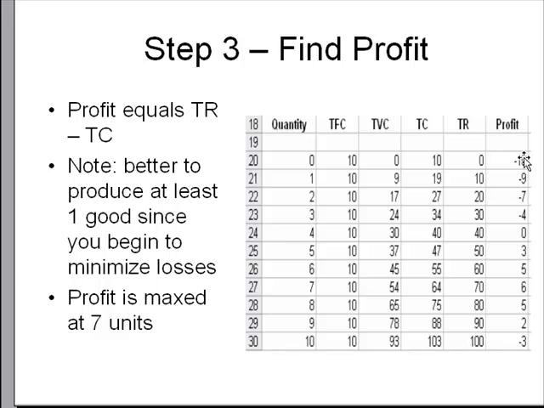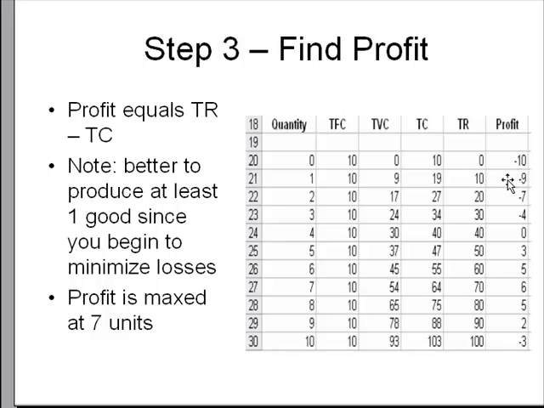Next, let's calculate the profit. The profit is simply equal to total revenue, TR, minus the total cost, and there's our profit. So we're losing money if we don't produce anything, and what we're losing is our fixed costs.